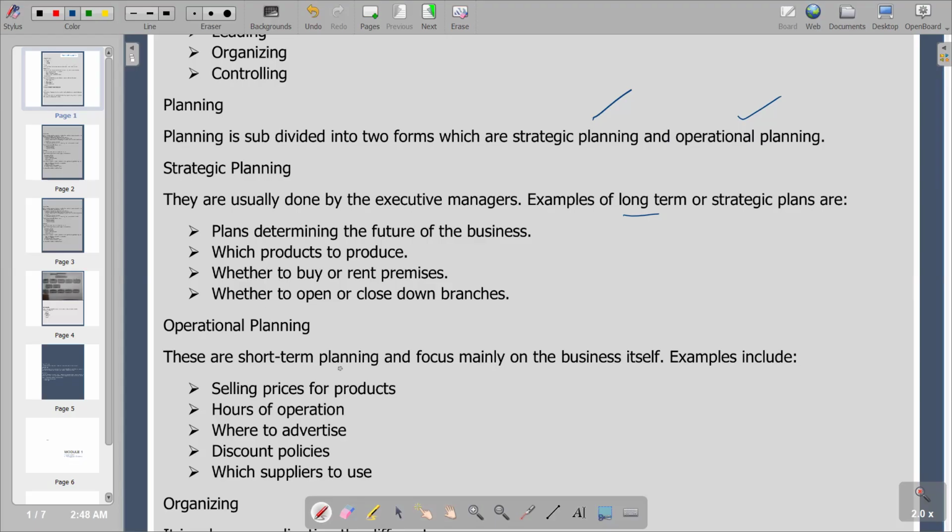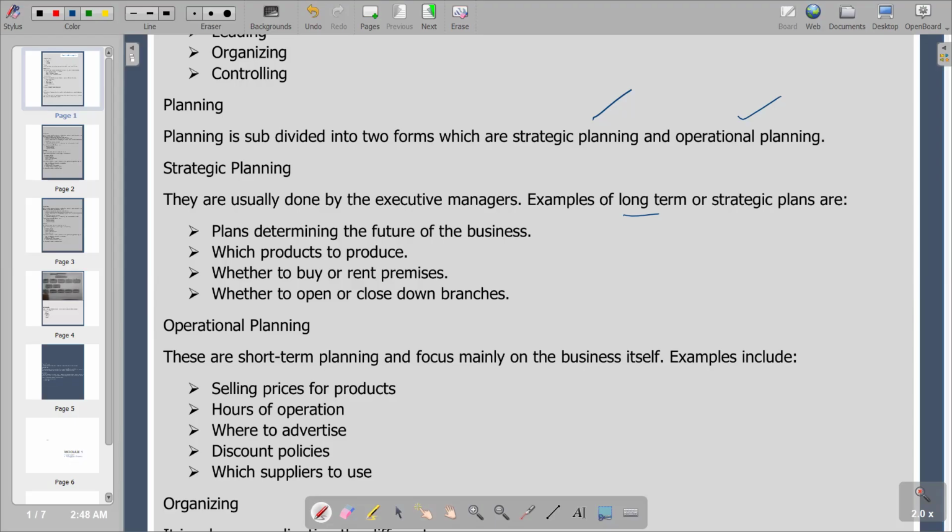Then we'll move on to operational planning. These are short-term plans. What you have to take note of is that operational plans are plans that we engage in the day-to-day running of organizations. So they are short-term. They don't mainly look into the future. They look at what is actually supposed to happen in the near future to come.